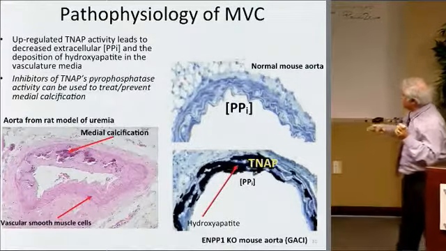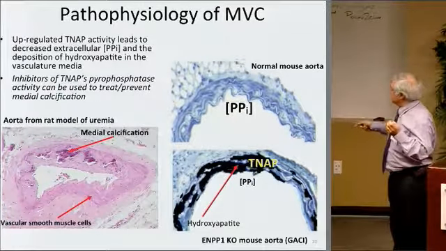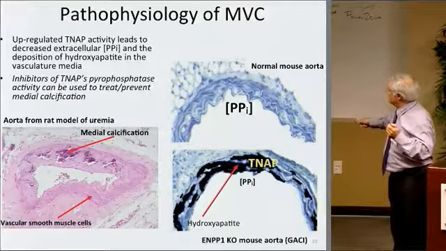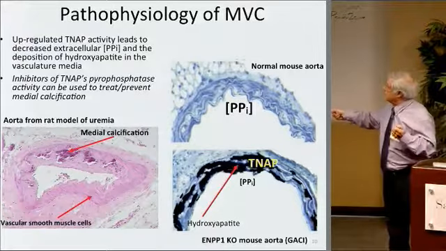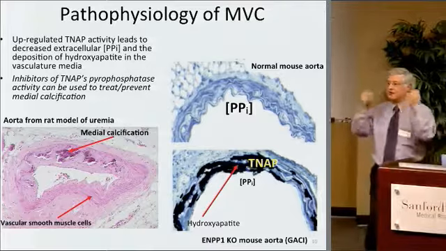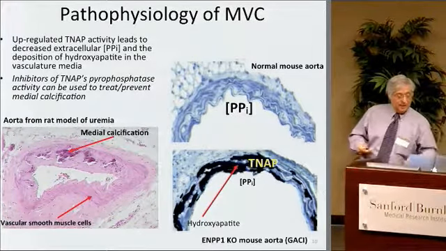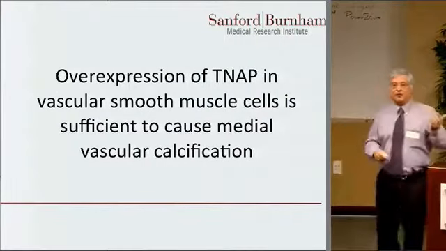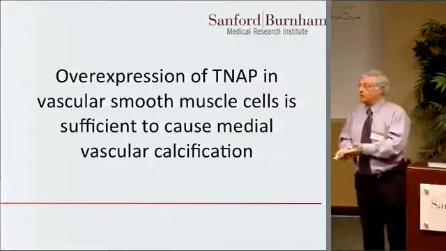And it's summarized here. You have this medial calcification, normal situation. You have upregulation of alk-phos, sinking of pyrophosphate levels, and deposition of hydroxyapatite in the vasculature. So the therapeutic approach is that we propose that inhibitors of alkaline phosphatase pyrophosphatase activity can be used to prevent and perhaps even reverse vascular calcification. So in order to prove our point, we decided to see whether alkaline phosphatase upregulation was not only necessary, but could be sufficient to cause vascular calcification.